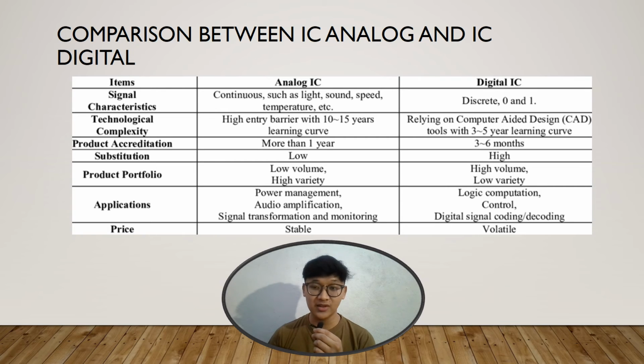Substitution for analog IC is low, and for digital IC is high. Product portfolio for analog IC is low volume, high variety, and digital IC is high volume and low variety. The application of analog IC is power management and audio application, and digital IC is logic, computation, and control. The price of analog IC is stable and digital IC is volatile.